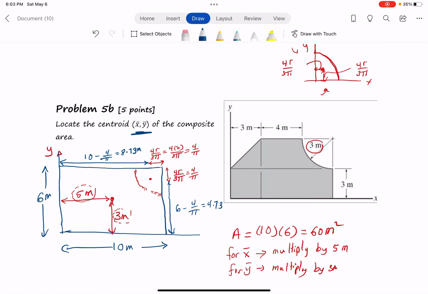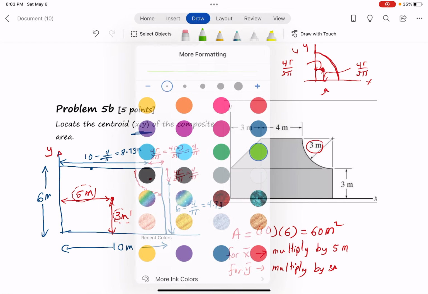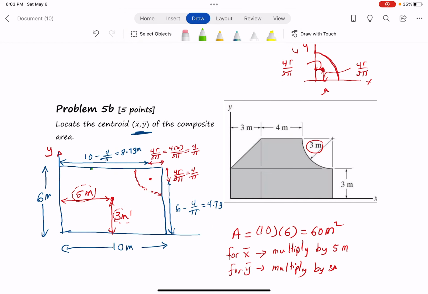So now we know what to multiply with for x bar and y bar. This is 8.73 and 4.73. Now let's look at the last open area. The last open area is here. Let me just have it with a different color. Let's look at green color. So it's going to be like this.